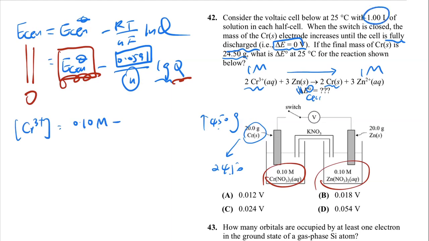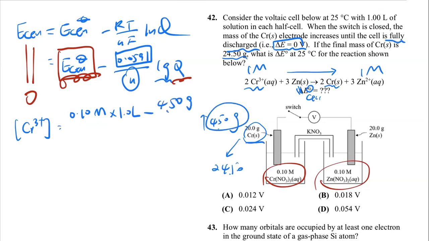What is the volume? 1 liter, right? So I think let's show the forward. The initial moles, 0.1 times 1.0 liter minus the subtracted part, because the mass of the metal is increased by 4.50 gram, right? For chromium, what is the molar mass, guys? 52.00? Yeah, 51.99, but 52. Thank you. Okay, so I will skip the unit.